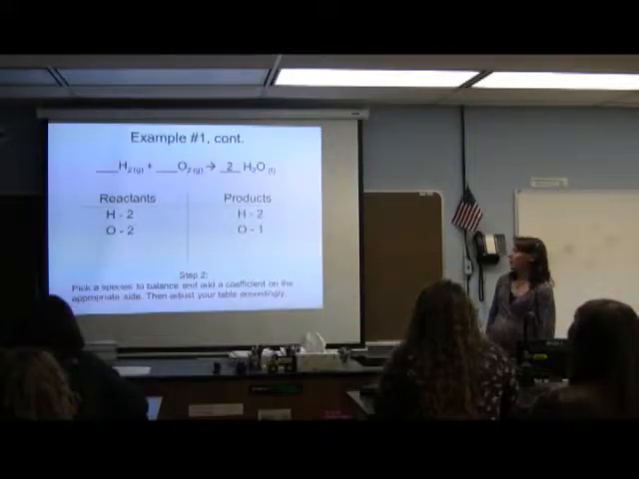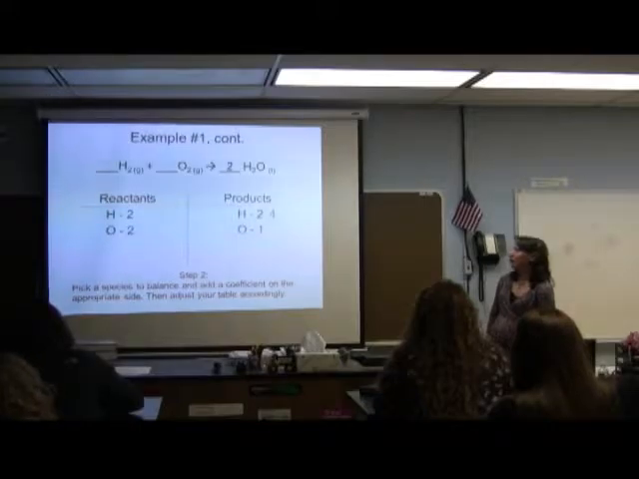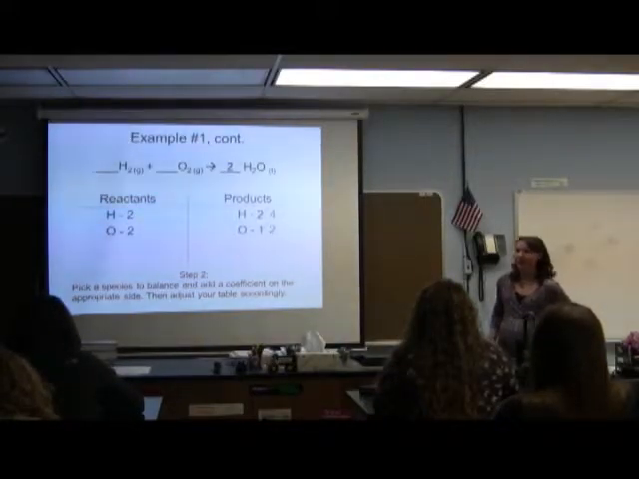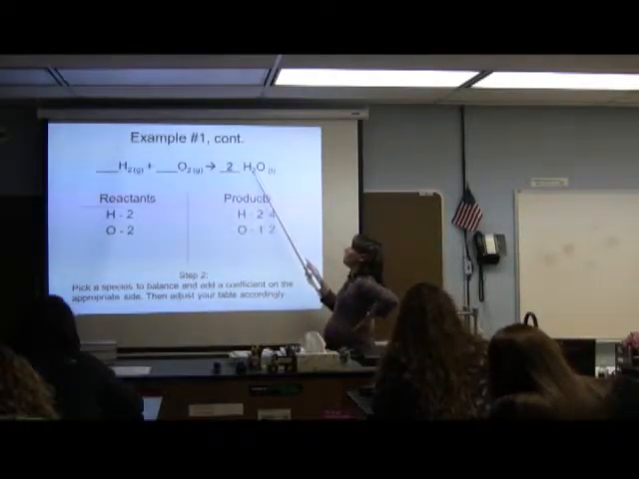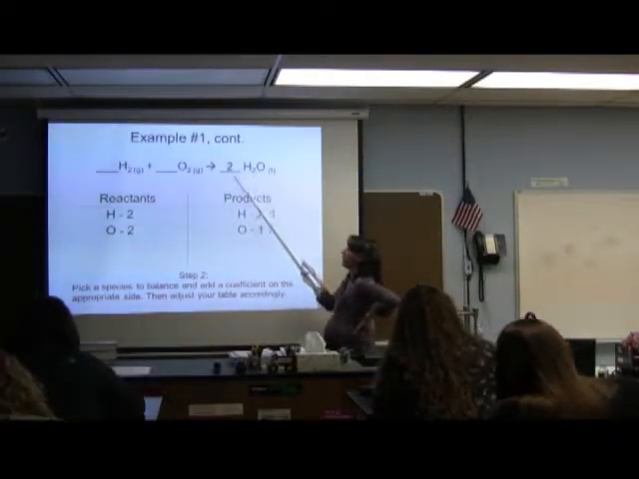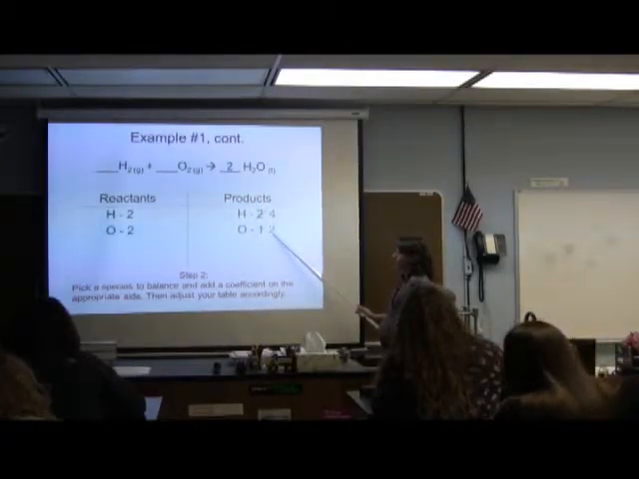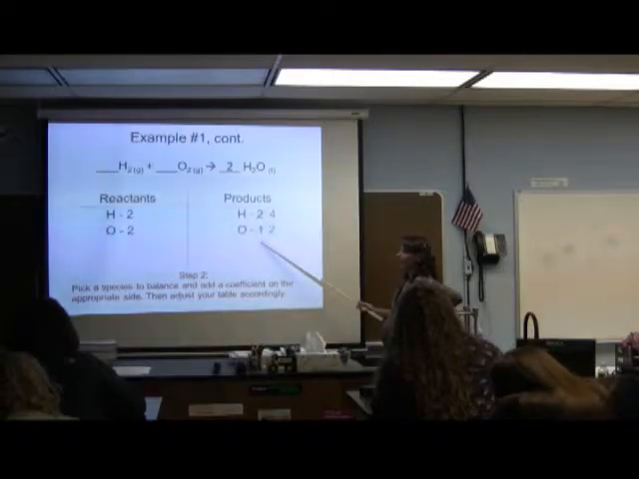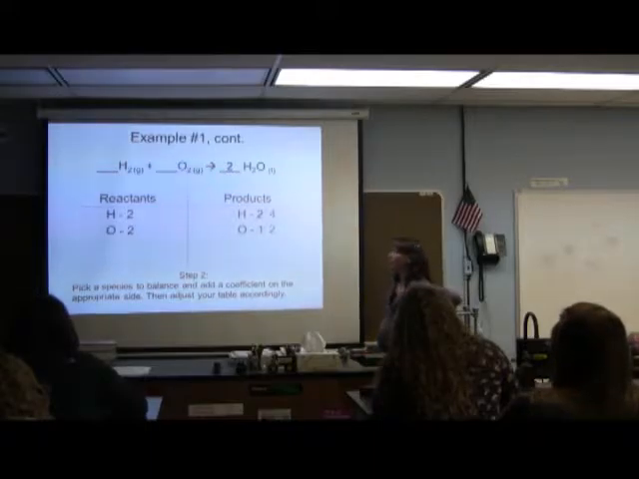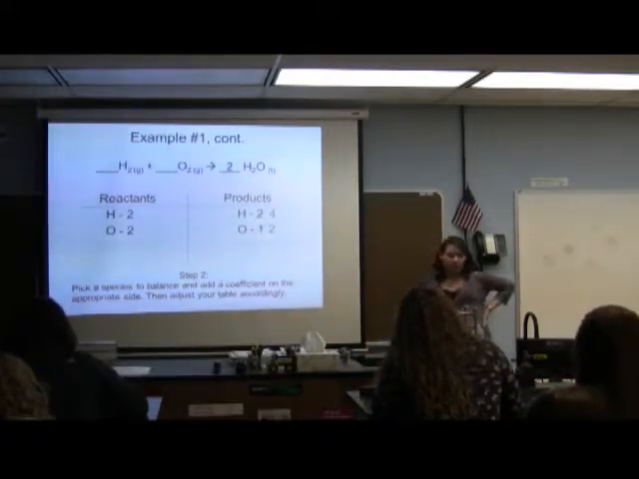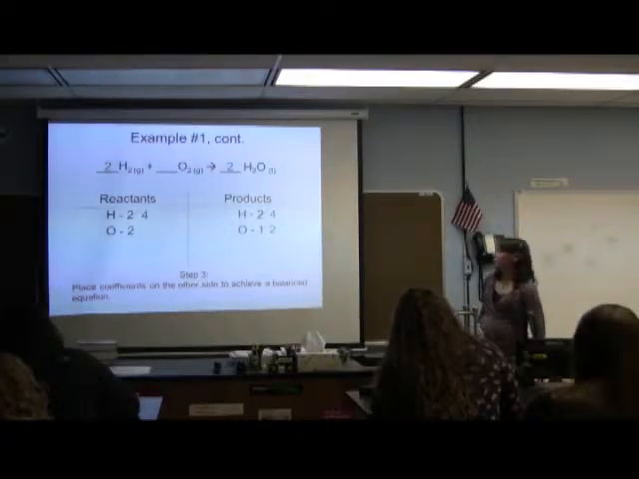A 2. So I put a 2 on the spot, and I've got to distribute that 2, just like in math. Okay, if I put a 2 right here, I've got to distribute it, just like in an algebra class. So 2 times 2 is 4, 2 times 1 is 2. All right, great. I've balanced my oxygens, but now my hydrogens are out of whack. So now what do I need to do? Put a 2 in front of the hydrogen on the reactant side. Right. And then distribute it.